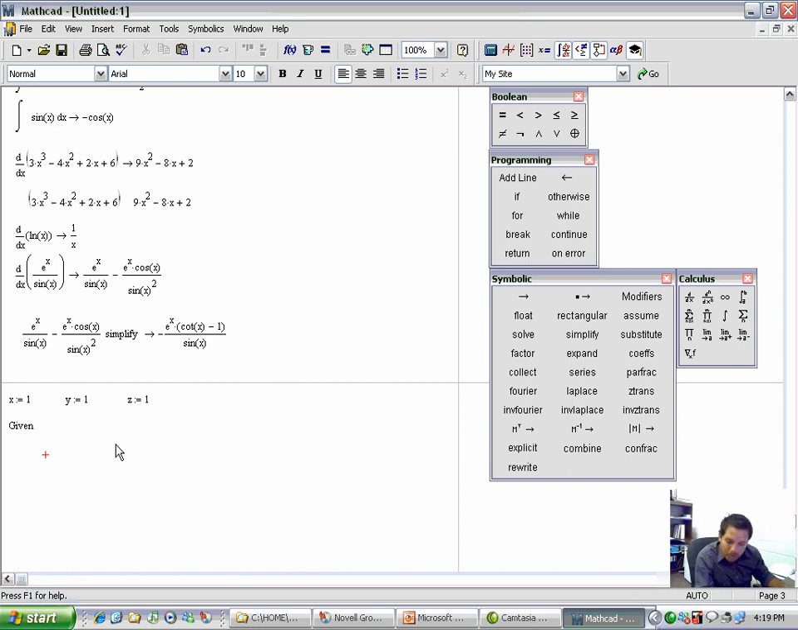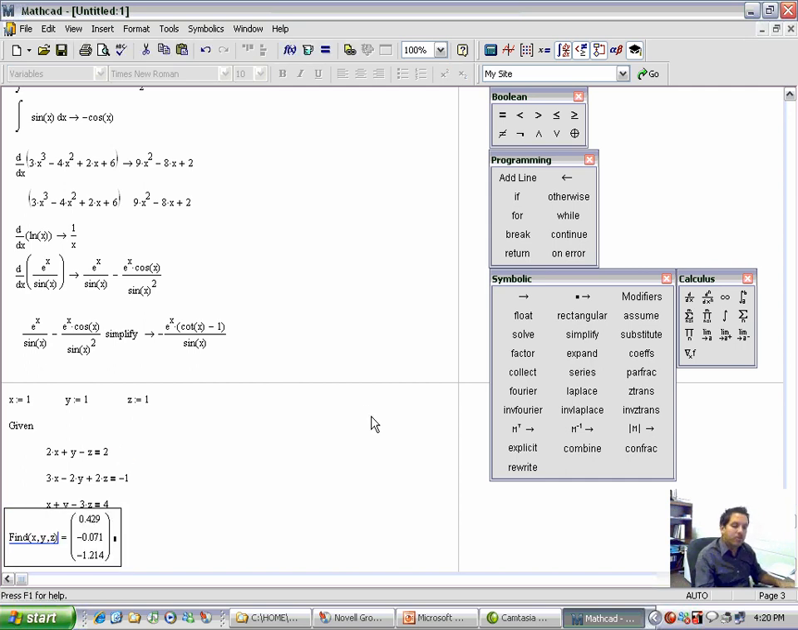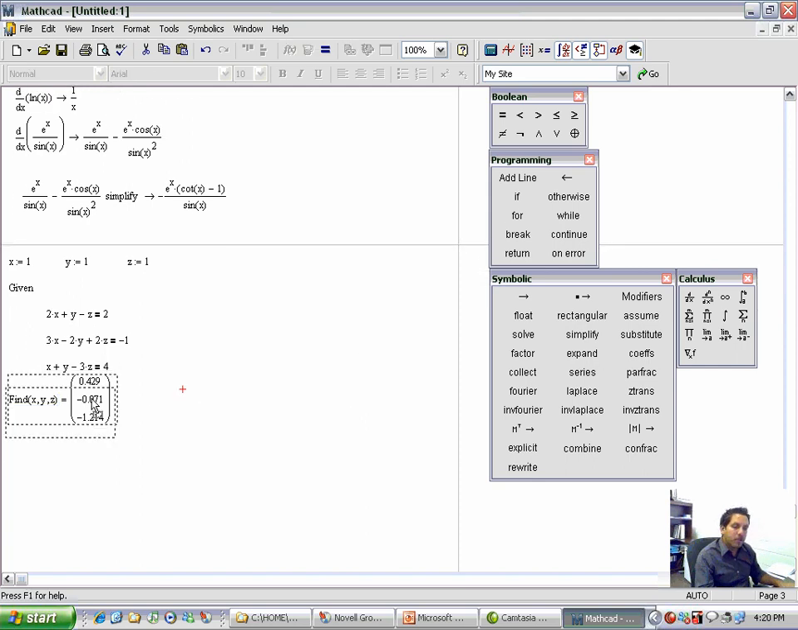Okay, so let's say the equation or the set of equations are again 2x plus y minus z. Now control equal. Everything within a solve block has to be defined using the control equal. Second equation is 3 times x minus 2 times y plus 2 times z, again control equal minus 1. X plus y minus 3z, control equal 4. And then you close the loop by saying find x, y, and z in parentheses equals, and there's a solution.